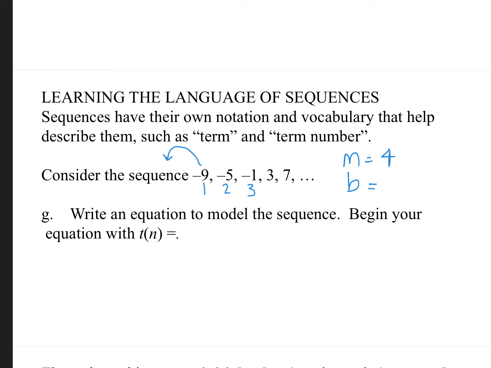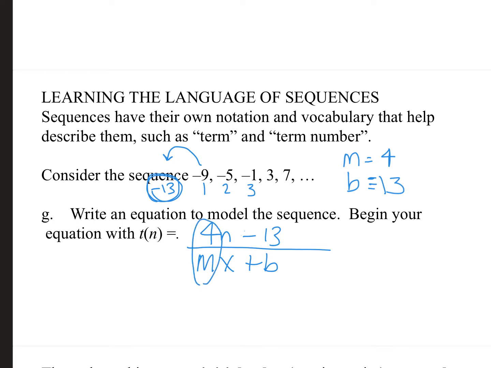If you can calculate this pattern backwards one step, so if you can tell me what number should be right here, which in this case is -13, now you've got b, -13. So your equation that you're going to write, there's probably a blank on your paper, is 4n minus 13. This is the same thing as mx plus b. That's the slope, and that is your y-intercept, or for us, the 0 term.